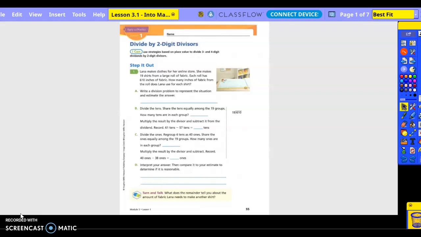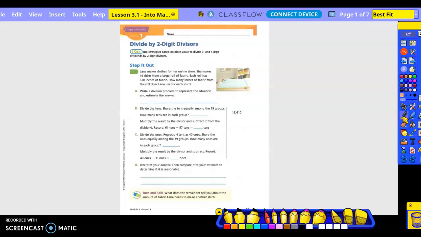Step it up. Lena makes clothes for her online store. She makes 19 shirts from a large roll of fabric. Each roll has 610 inches of fabric. How many inches of fabric from the roll does Lena use for each shirt? Write a division problem to represent the situation and estimate the answer.